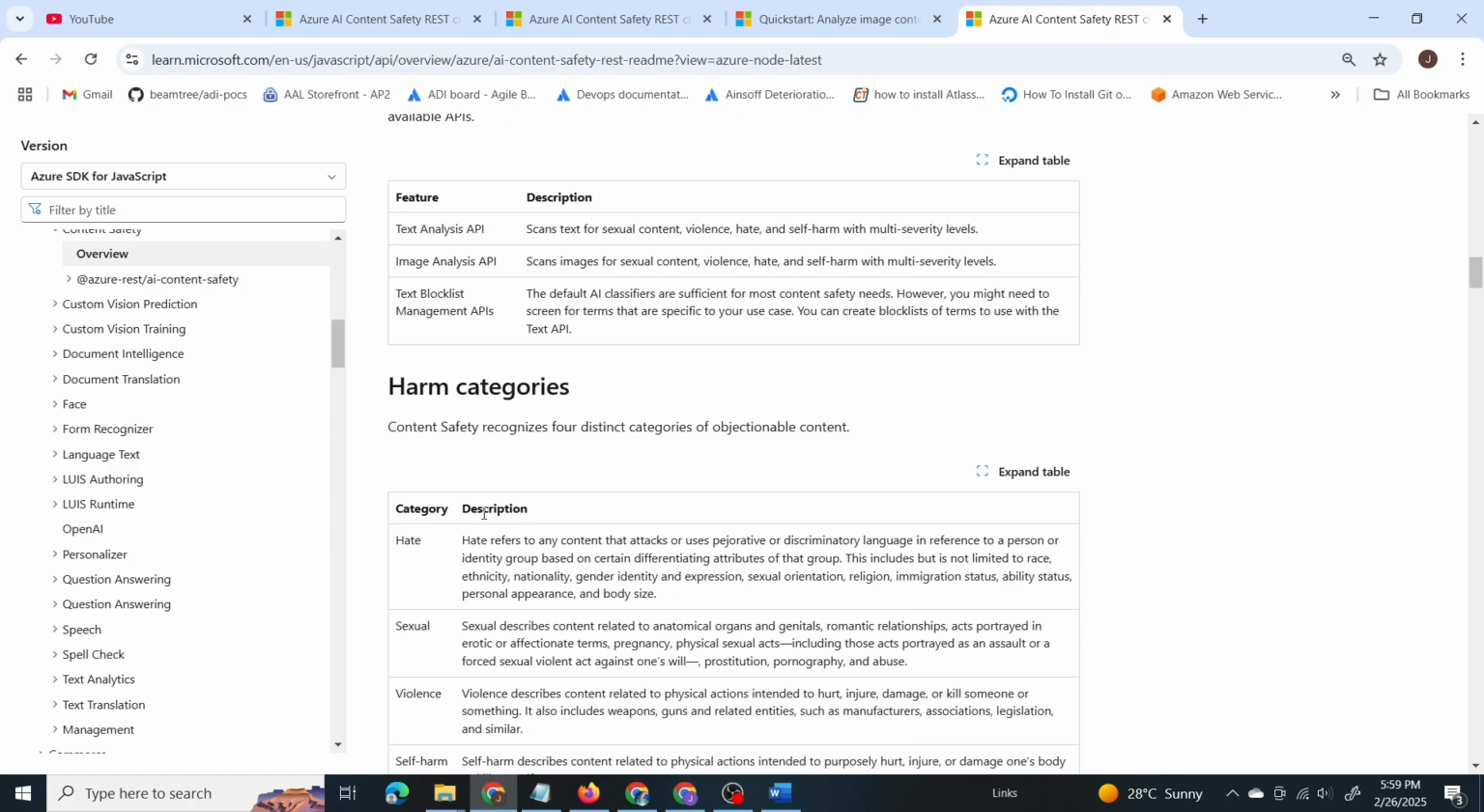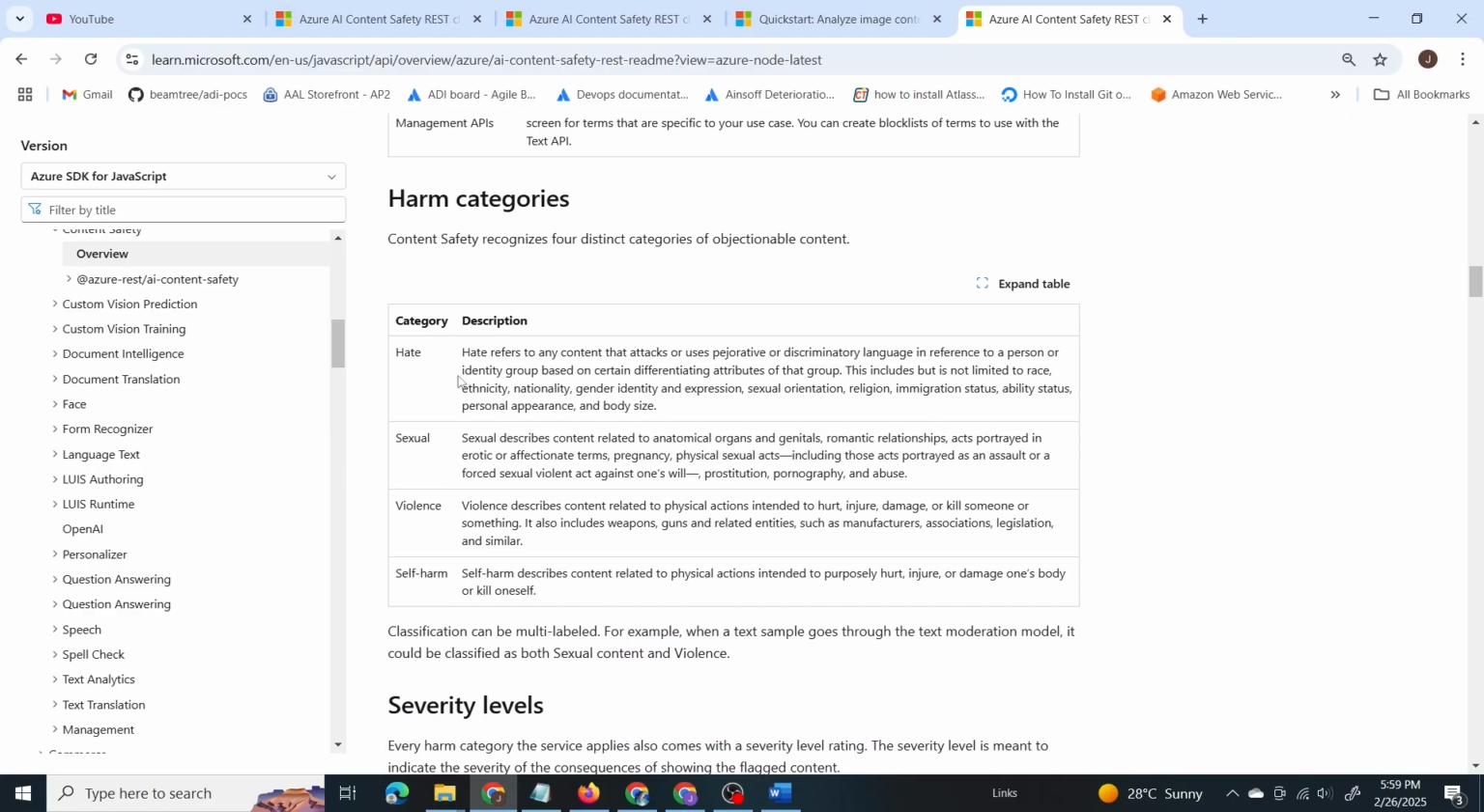Now these are the harm categories of content safety. Content safety recognizes 4 distinct categories of objectionable content. First is hate, then sexual, violence and self-harm. Classification can be multi-labeled. For example, when a text sample goes through the text moderation model, it could be classified as both sexual content and violence. So a text sample can be classified into multiple categories. We are passing an image and we have to find out whether it falls into the violence category. That is what our question is.